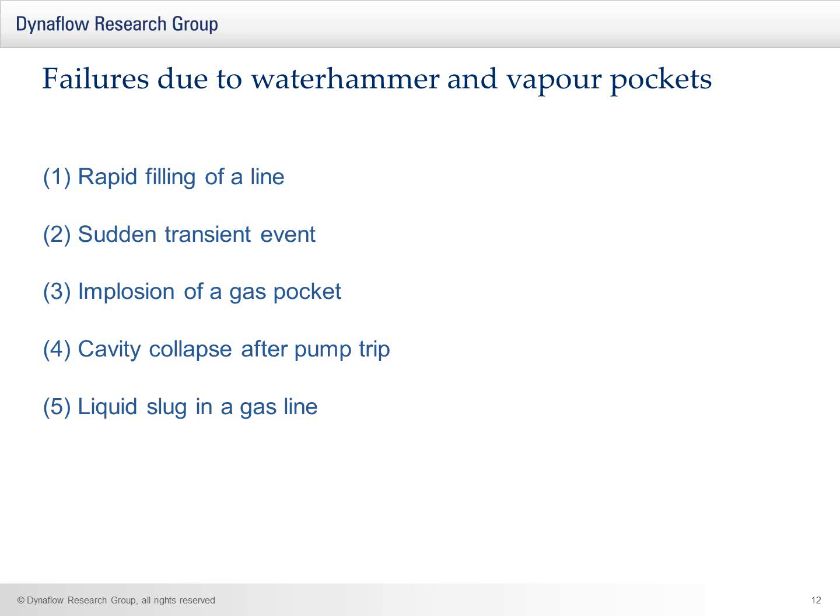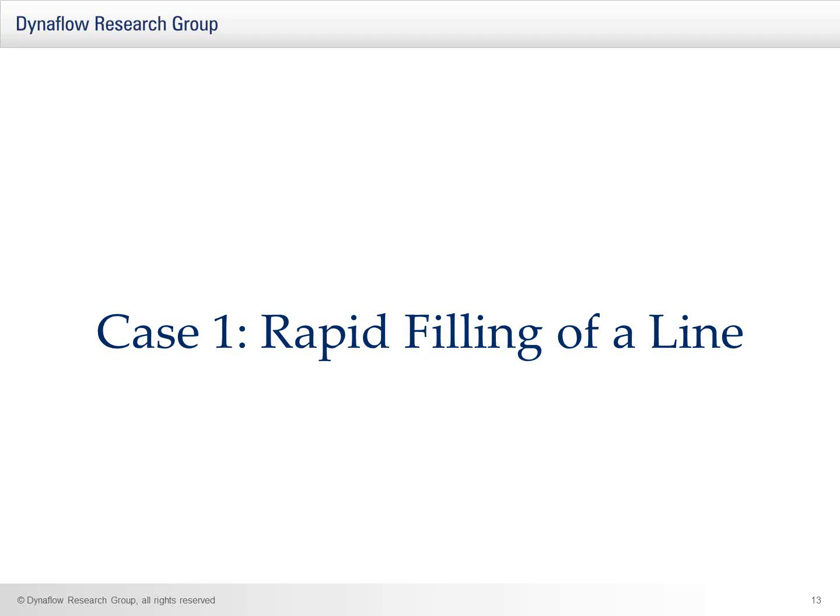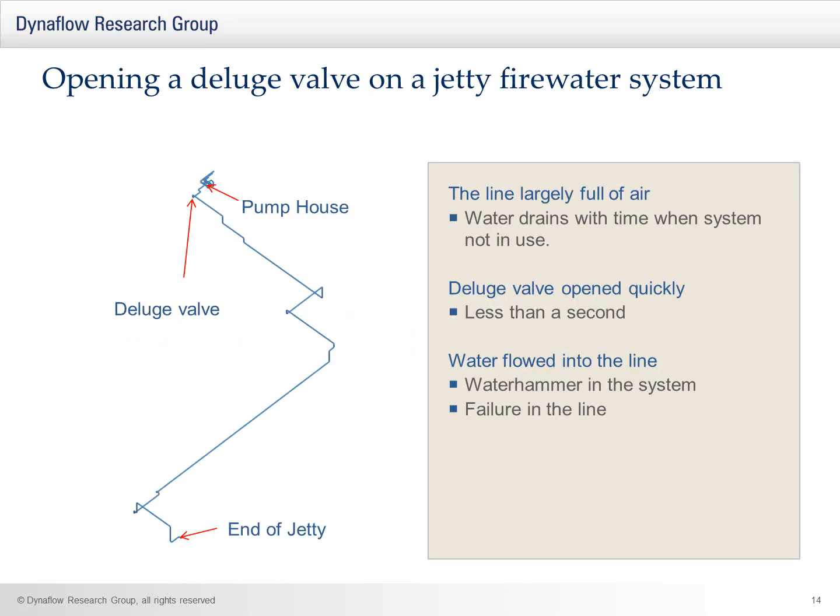Case 1. Rapid filling of a line. This considers the case of a jetty firewater system where a deluge valve is quickly opened. The line had been out of use, and that had meant that the line had largely come to be filled with air at atmospheric conditions.